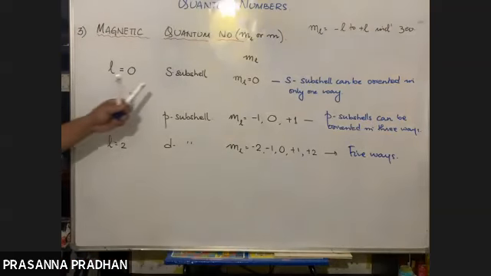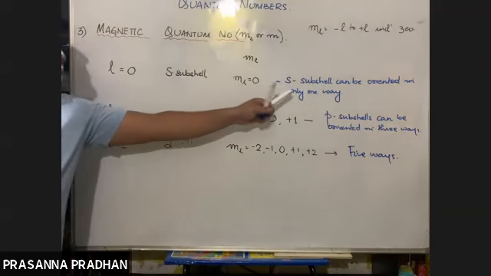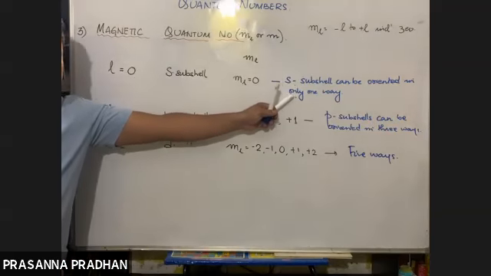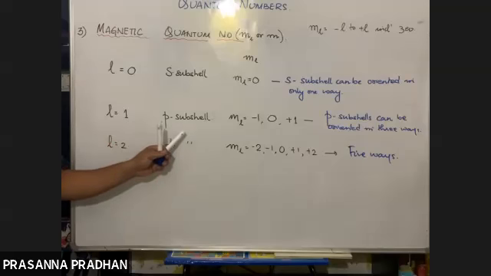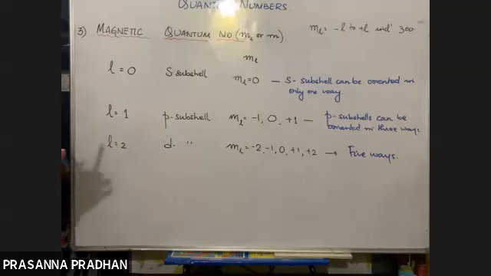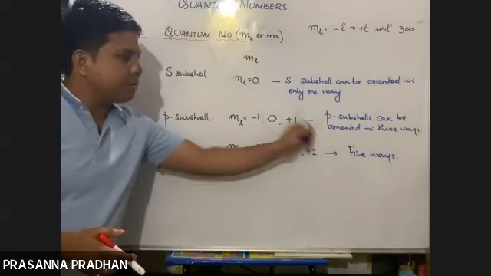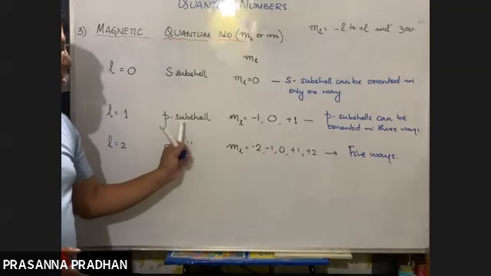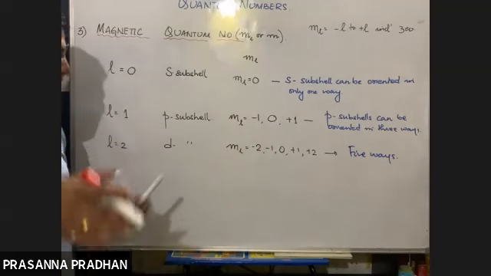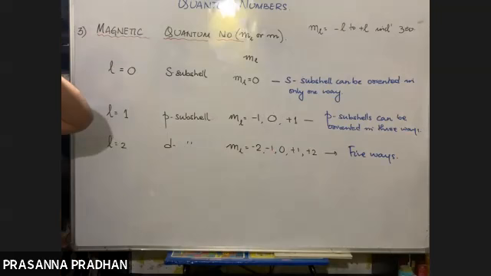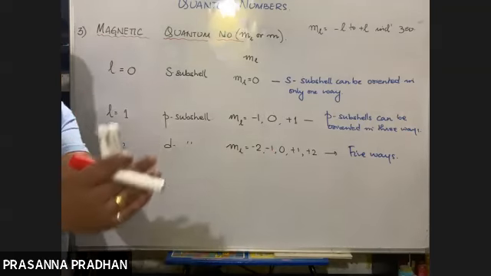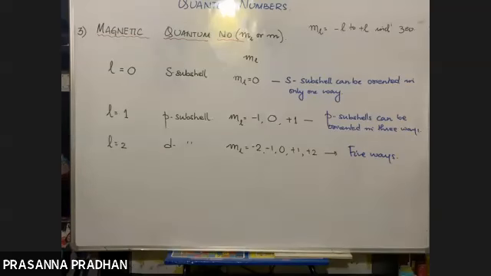So the S subshell consists of how many orbitals? Only one orbital, because it can be oriented in one way. The P subshell is composed of how many orbitals? Each orientation is known as an orbital. It can be oriented in 3 ways, so the P subshell contains 3 orbitals. The D subshell can be oriented in 5 ways, so it has 5 orbitals.